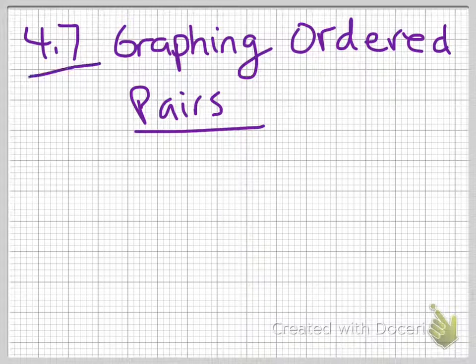Okay, we're in section 4.7, and we're going to do graphing ordered pairs. Mathematical graphs illustrate the saying, a picture is worth 1,000 words, because they can often communicate mathematical ideas more clearly than numbers by themselves. Below are two examples of similar graphs, the graphs of a single variable using a horizontal and vertical line.